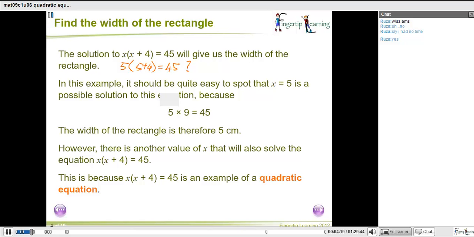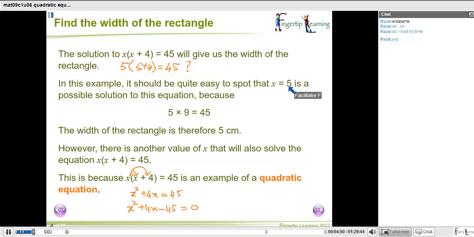Another method: x multiplied by x, you get x squared. X multiplied by plus 4x, you get plus 4x. That is equal to 45. Now you can bring the 45 to the other side of the equal sign, where you get x squared plus 4x minus 45 is equal to 0. Now you can solve this and find out the value of x also.